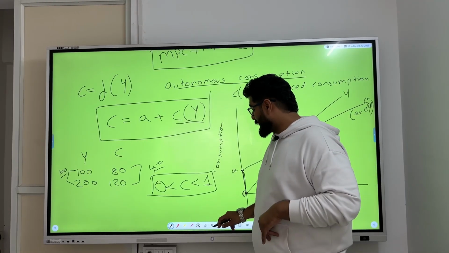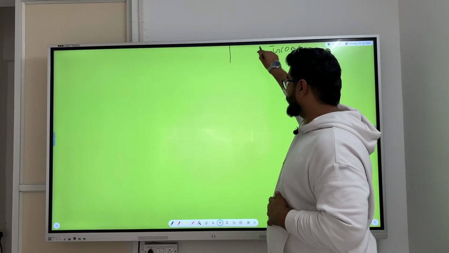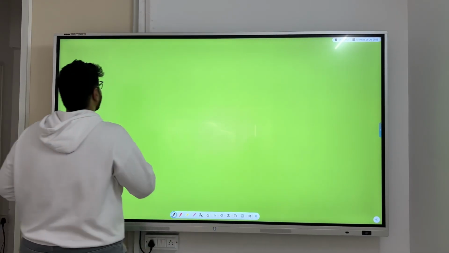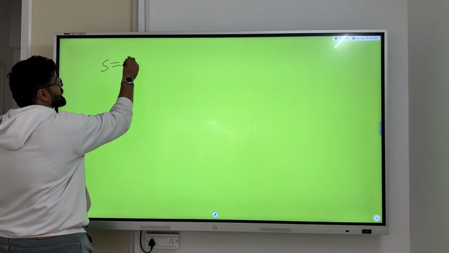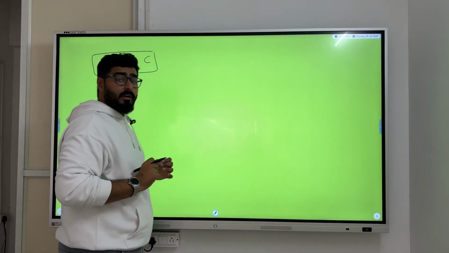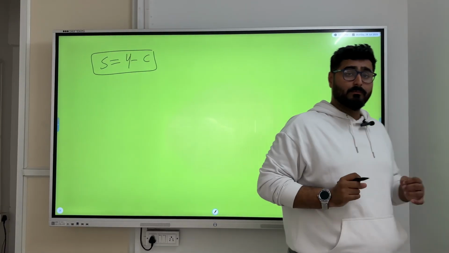Now let's move to the next thing, that is the saving function. What is it? Saving function. Now what happens in saving function? Saving is equal to income minus consumption.